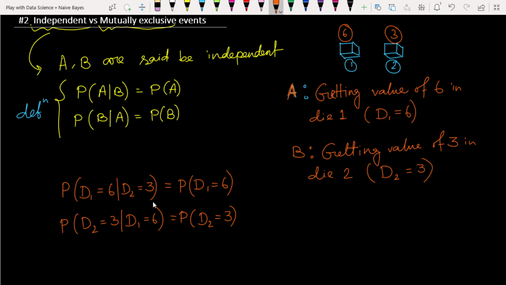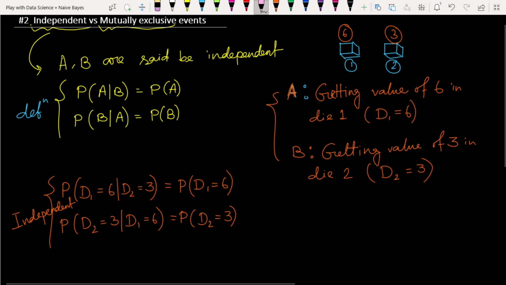Because of this logic, just compare these two things. Because of these two things, these two events are simply independent events. I think now the concept is clear.